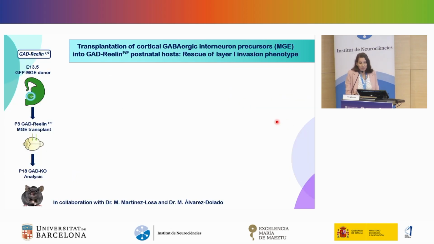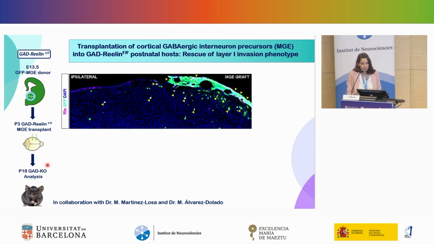To test this, we performed transplantation experiments in which we transplanted GABAergic interneuron precursors tagged with GFP into the upper cortical layers of pups deficient for Reelin in GABAergic interneurons. And we analyzed the invasion phenotype in these animals 2 weeks later. The transplanted mice presented numerous GFP-positive cells that integrated and migrated in the host cortex. And some of these cells also expressed Reelin.